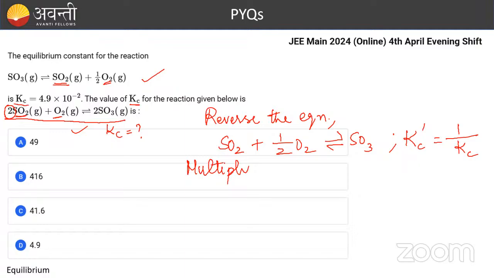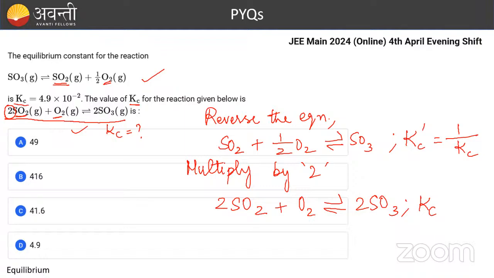So multiply the equation by 2. If we multiply, we will get 2 SO2 plus, 2 by 2 will get cancelled, so 1 O2, which is in equilibrium with 2 SO3. Since I have multiplied this equation by 2, I have taken 2 to the power, right? So Kc dash will be equal to 1 by Kc power n, and that n is 2 for our case. So we have to find out Kc dash, right?